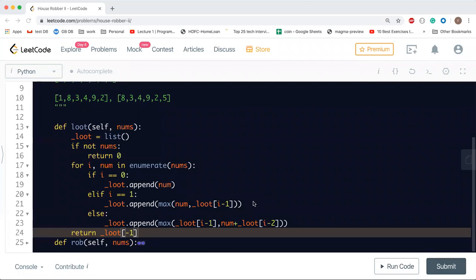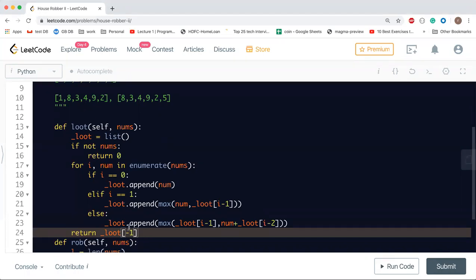Okay, let's take a look at the code now. The function loot over here is going to return the maximum loot amount possible for a given array or row of houses where the first and the last house are not connected. So this is the same as the house robber problem number 1. You can go back and check that video, how we calculated the maximum loot in a row of houses where first and last houses are not connected.